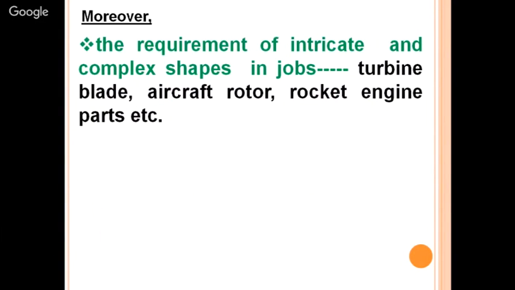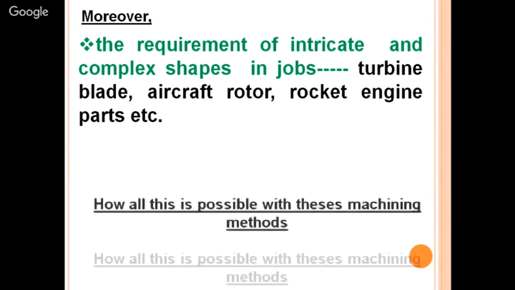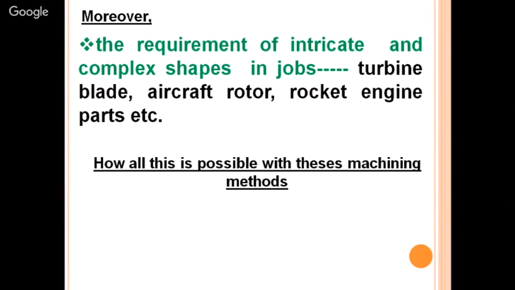So there is another requirement. These are the two challenges. Size is reducing day by day. Material is changing day by day. We are not able to cut these kinds of new materials with our conventional methods. There is a third challenge: the requirement of intricate and complex shapes in jobs. Turbine blades are going to complex shapes. Aircraft and rocket engine parts are going to very complex geometry. How is this possible with these machining methods? It's not possible, my dear friend, these days. Then what is the alternative?